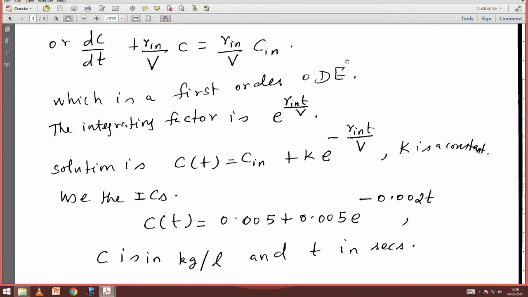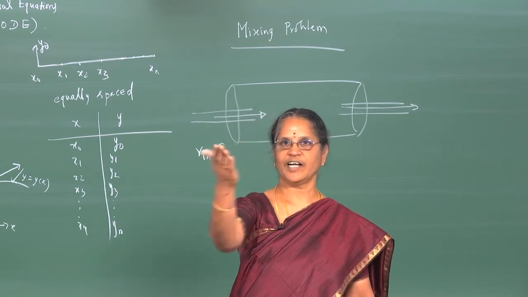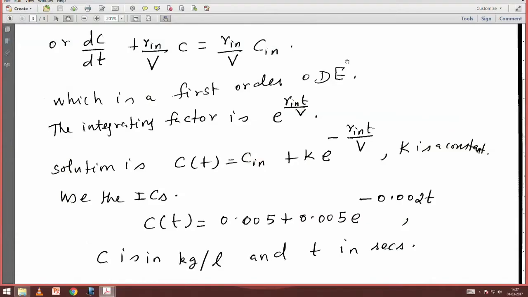Fortunately, we see that this differential equation is of the linear Lagrange form. So, we can analytically solve this differential equation by getting the integrating factor, which is e to the power of R in into t divided by V. So, the solution immediately comes out to be C of t equal to C in plus k into e to the power minus R in into t by V, where k is a constant which is determined using the initial condition given for C at t equal to 0.